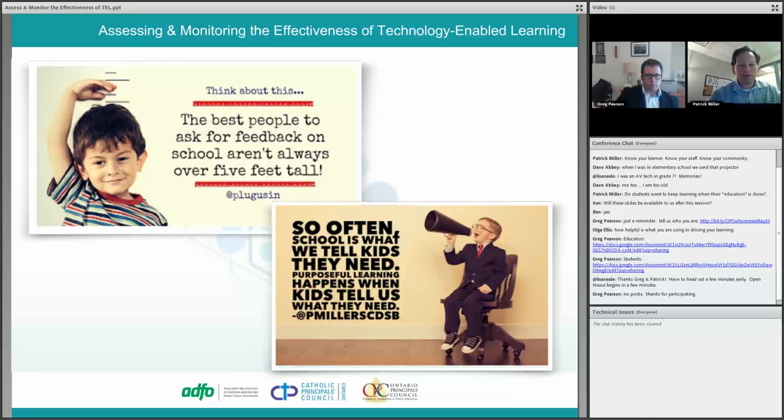So one of the things that Greg and I were talking about over the last couple of weeks is this idea that we've got this huge untapped group of people that know a lot about what happens in classrooms, and we don't always go to them and ask them, and that's the students. And that little quote under there with the kid with the loudspeaker: so often school is what we tell kids they need, rather than kids telling us what they need. I think the more time you spend with students asking them what they need and what tools they need to be successful, it will help with a whole range of issues. But one of them is around engagement and empowerment, which Greg was talking about earlier.